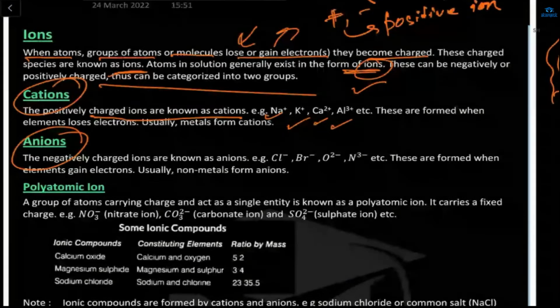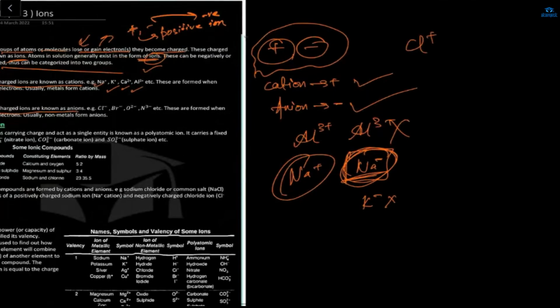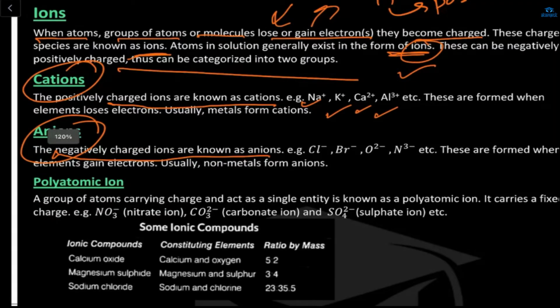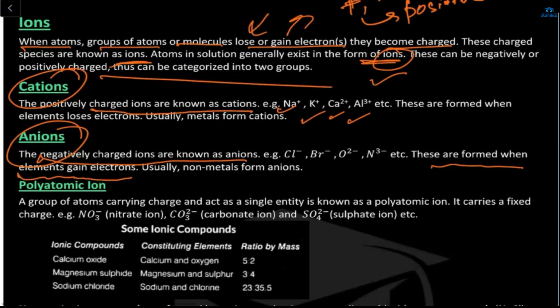Now this is the anion. Anions are negatively charged, meaning Cl-, Br-, O2-. We will never see Cl+. Never. We will always see Cl-, because this is negatively charged. And these are formed when elements gain electrons. So anions are formed how? They are formed when elements gain electrons. Okay, so an ion is a group of atoms or molecules that become charged when they lose or gain some electrons.